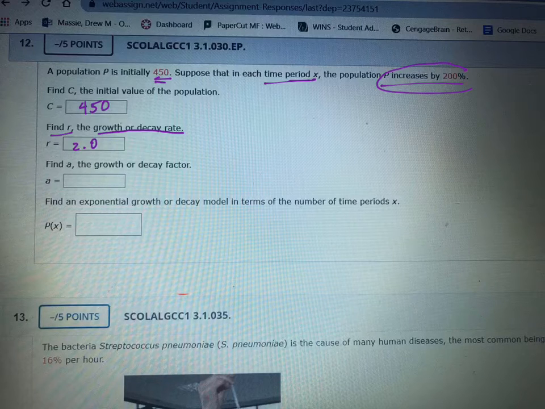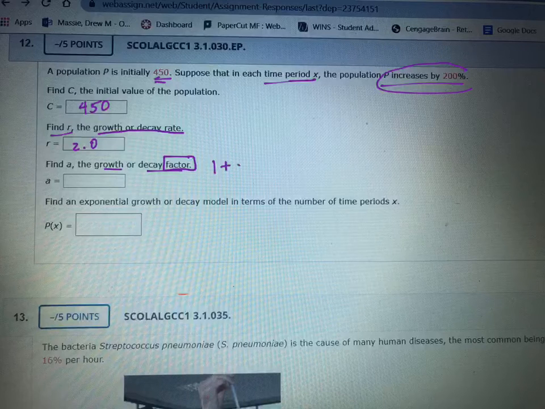And now this is where it gets tricky. It says find A, the growth or decay factor, meaning what do you multiply it by to get to the next thing? And the factor, you always add the rate. It's always 1 plus the rate. So what are you adding to get what's your growth factor? It's actually 3. Your growth factor is 3.